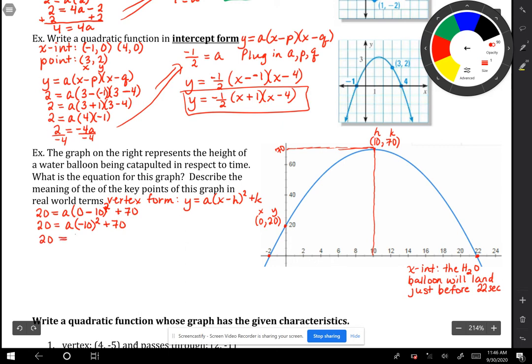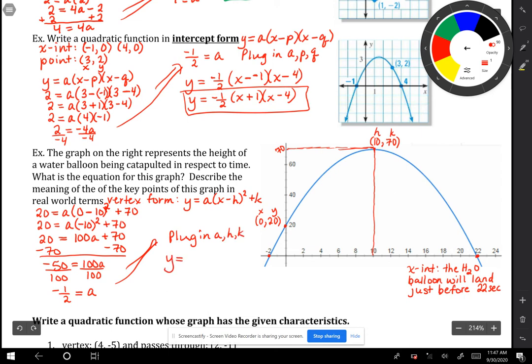20 equals, negative times a negative is a positive. Subtract 70. And last step, divide both sides by 100. Notice you don't divide by -50. So that's -1/2 equals A. Once you know what A is, plug in A, H, and K. So Y equals -1/2 times X minus 10 squared plus 70. And there you have it.